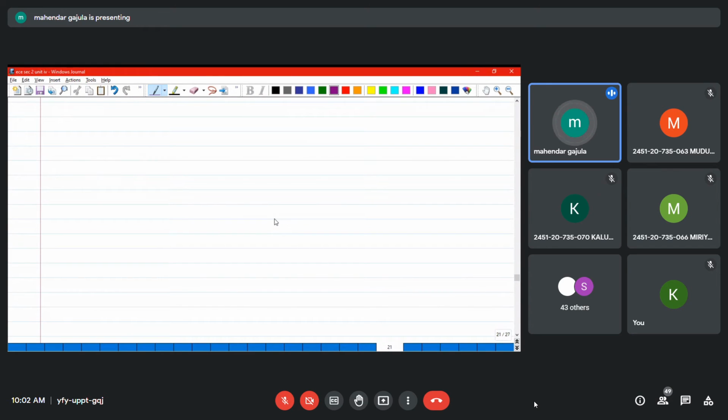The next concept is introduction to Gaussian random process. Just introduction is there. Introduction to Gaussian random process.